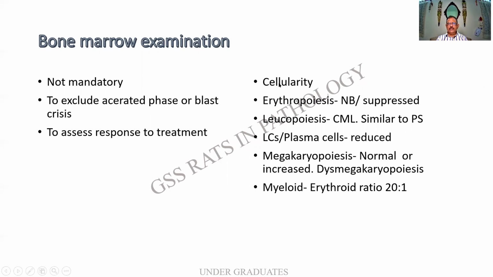Cellularity is increased because of the increase in the number of leukocytic series. Erythropoiesis, normoblastic pattern slightly suppressed. Leukopoiesis, a chronic myeloid leukemia, similar to the peripheral blood. Lymphocytes and plasma cells are reduced. Megakaryopoiesis is normal or increased. Sometimes you get what is called as dysmegakaryopoiesis. And myeloid erythroid ratio becomes a whopping 20:1. Normally it is 2.5:1.